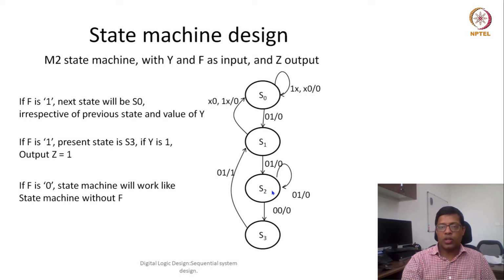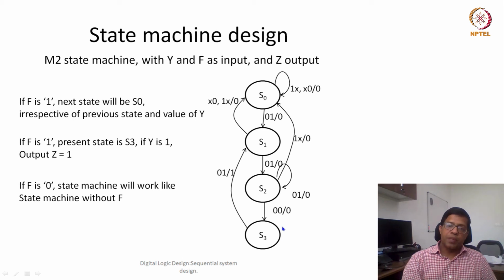In the S2 scenario, we have already seen that 0 0 will take it to the S3 state, 0 1 will take it to the S2 state, but if f is equal to 1, irrespective of the value of y, it is going to the S0 state. So that means there has to be an arrow from S2 to S0 when f is 1 and y is don't care, output is 0.